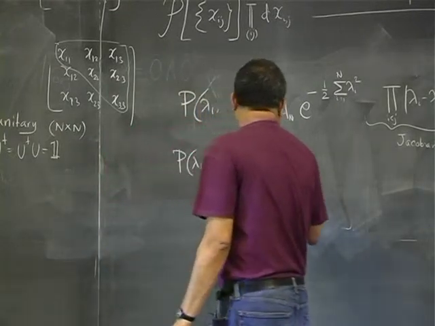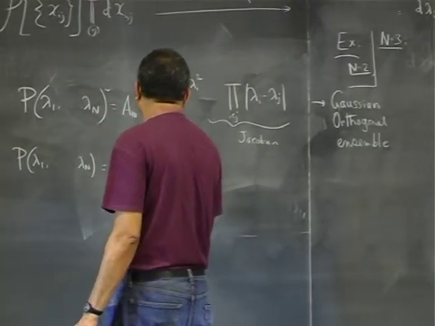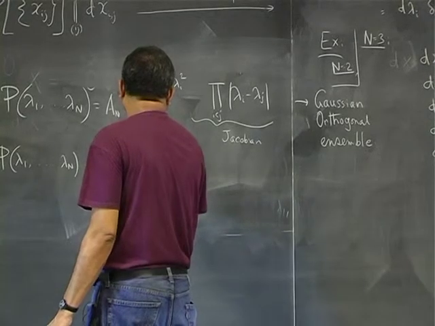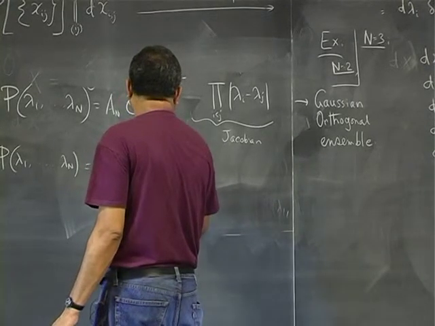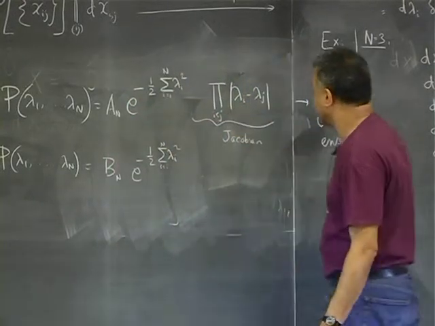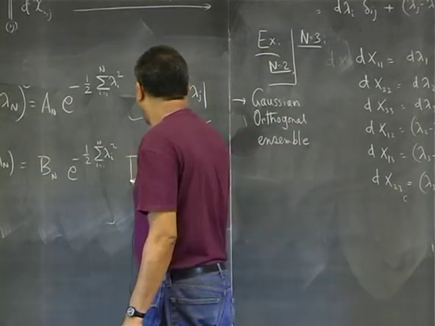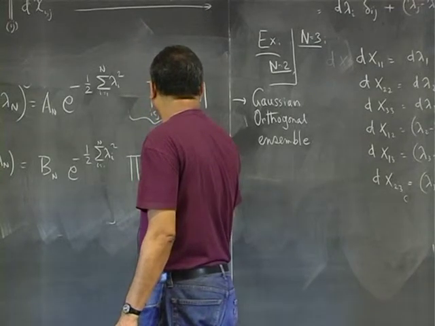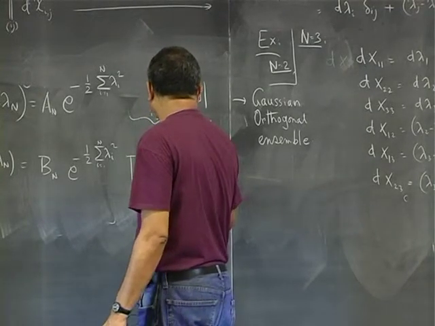again, up to some normalization constant, which I am not writing for the moment, exactly the same. This factor doesn't change. The only thing that changes is the Jacobian. Okay? The Jacobian now becomes lambda i minus lambda j squared.